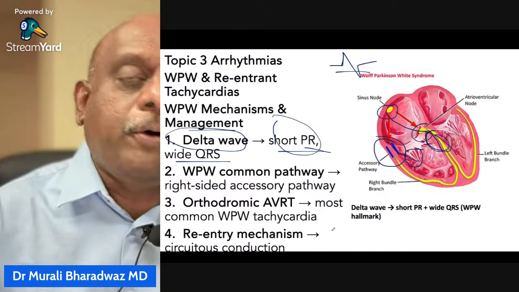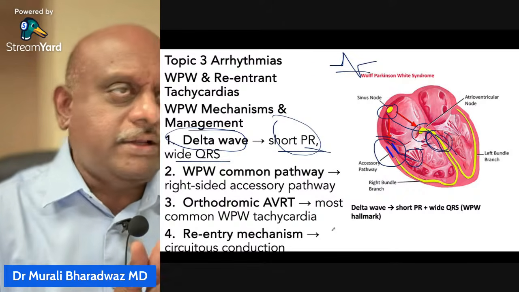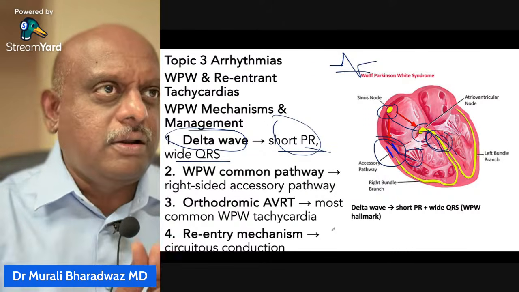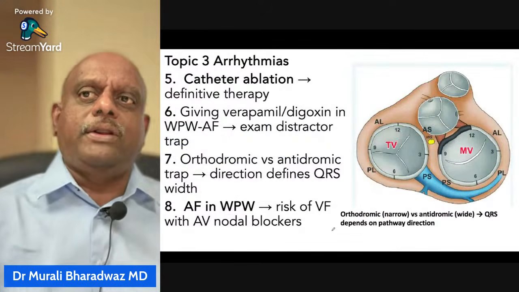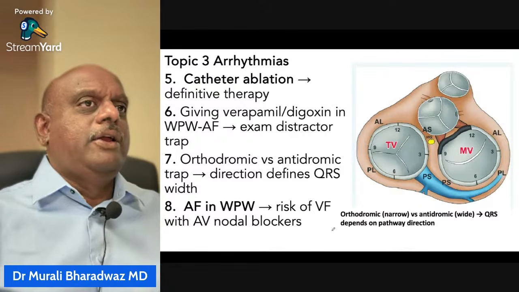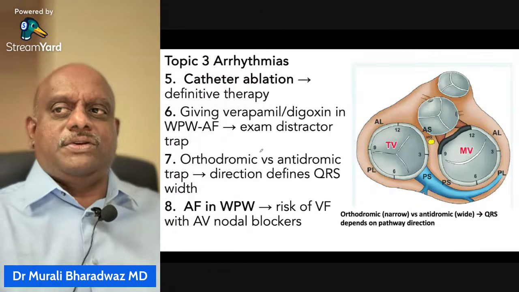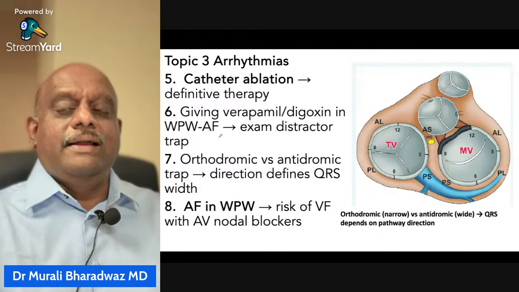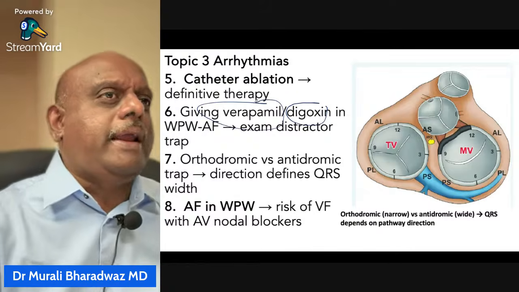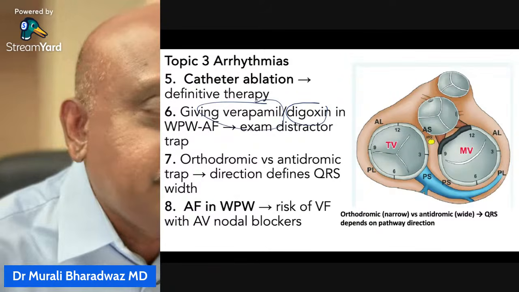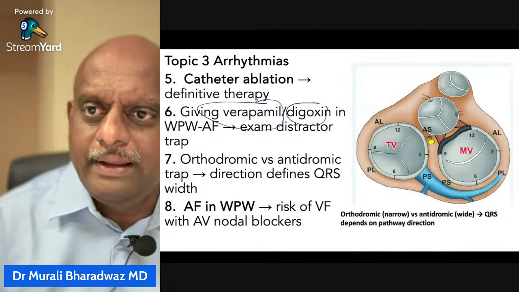Understand, doctor? 3 points about WPW. Delta wave, short PR, wide QRS. Right-sided more common. Orthodromic AVRT rather than antidromic. They are the 3 points. So how do you treat it, doctor? You will do catheter ablation of those reentrant pathways, right? Then never give AV node blocking agents like digoxin or verapamil whenever it is AF in WPW syndrome, is what you need to remember, right?